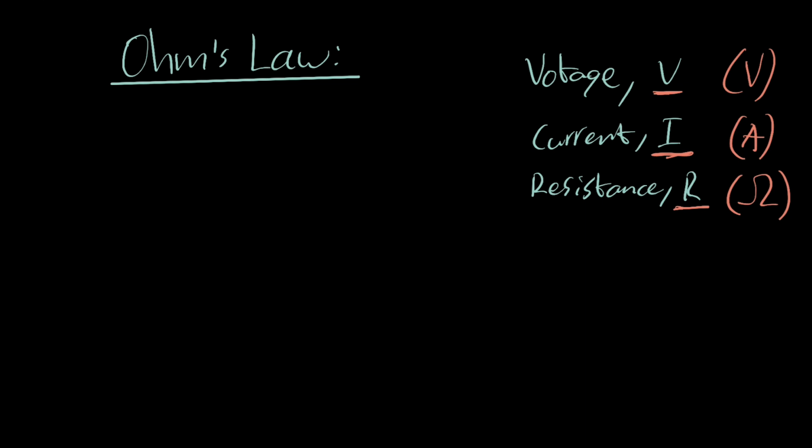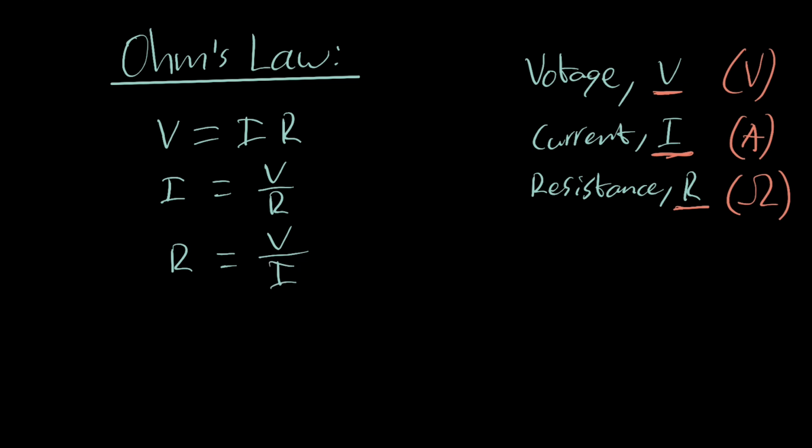Kind of looks like a horseshoe. Now we can calculate all of these using Ohm's law. So Ohm's law states that the voltage is equal to the current times the resistance. And we can rearrange Ohm's law to find the current and the resistance as well. So the current is equal to the voltage divided by the resistance, and the resistance is equal to the voltage divided by the current.